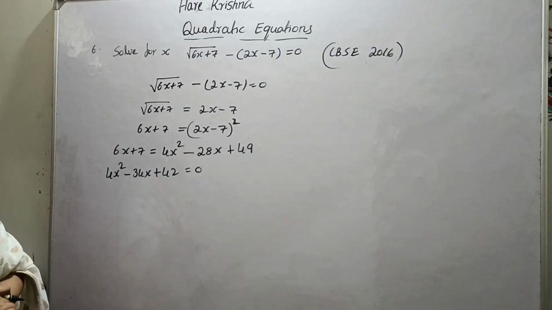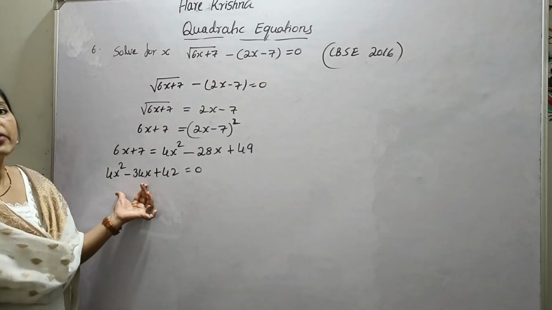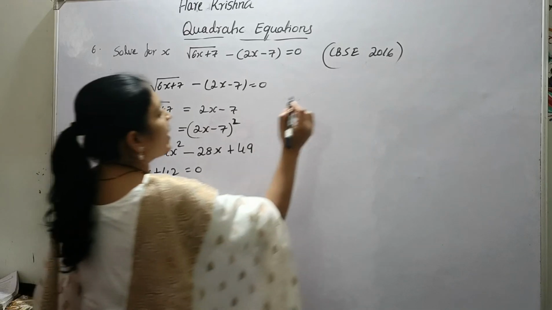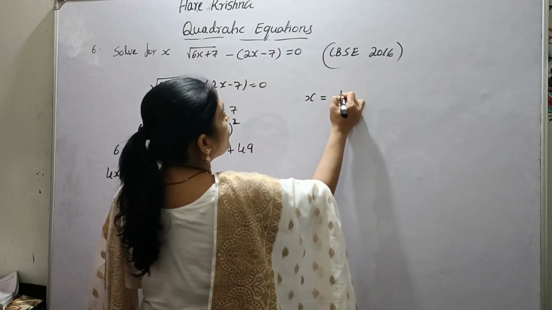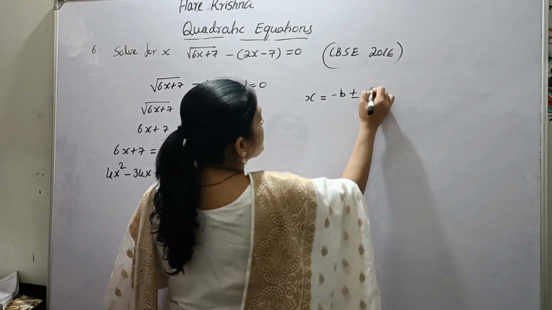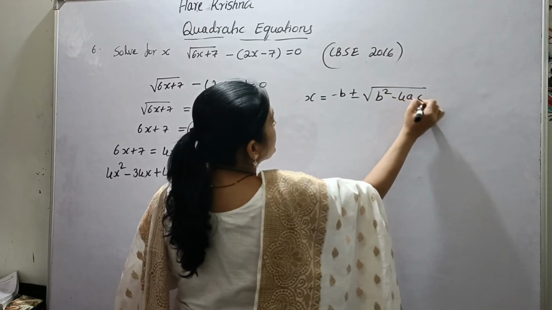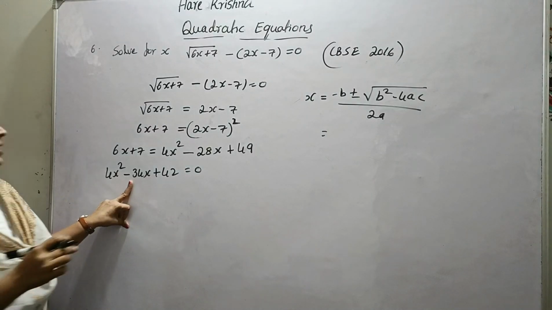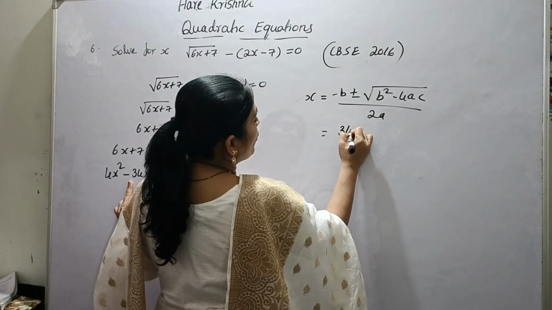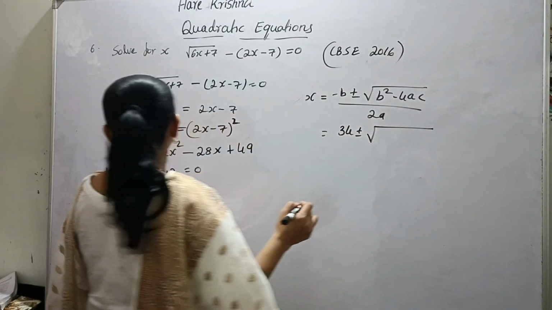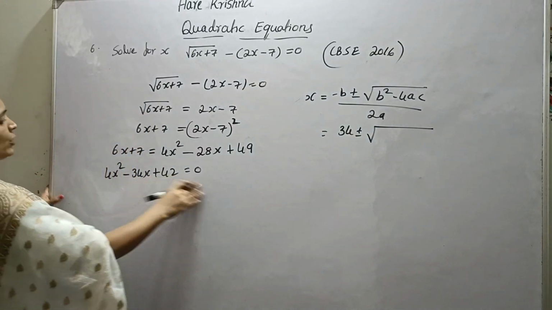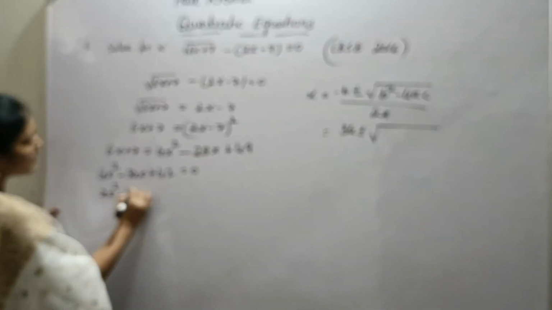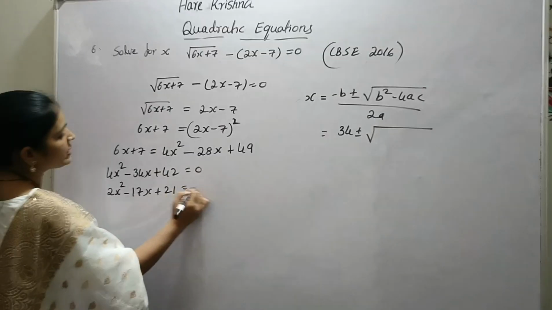Okay, now we have got a quadratic equation. So solve for x means find the roots of this quadratic equation. Okay, so let's apply the quadratic formula, that is x is equal to minus b plus or minus square root of b square minus 4ac divided by 2a. What is b here? Minus 34. So 34 plus or minus square root of, see here we can reduce this one, right? So divided by 2, it will be 2x square minus 17x plus 21 is equal to 0.